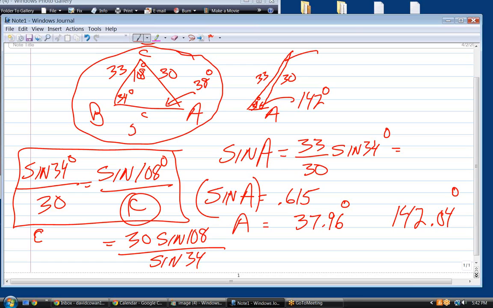Okay. And that makes sense because in all triangles, the longest side has to be opposite the biggest angle, and 108 is clearly the biggest angle. Right. So that appears to make sense for that answer. Now let's go over and look at this triangle here.